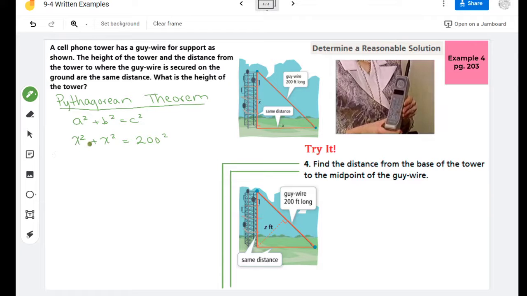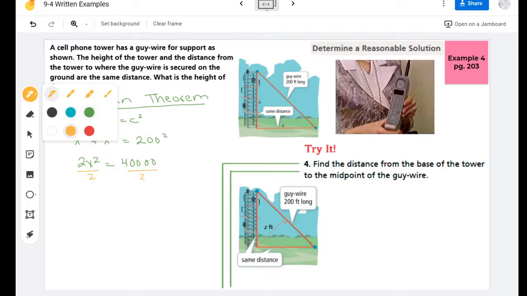All right, so now our goal is to solve for x, right? We want to get x alone. So the first thing I'm going to do is combine my like terms. So I have 2x squared equals, and then 200 squared, so 200 times itself is 40,000. All right, so now my goal is to get the x alone. So I'm going to go ahead and divide by 2 to get rid of that 2. So I have x squared equals 20,000.